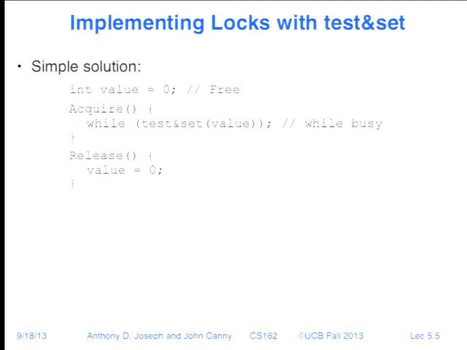What happens when somebody else tries to acquire it? What's that? Yeah, they spin, because test and set, once it is 1, is going to keep returning 1. So they're going to be sitting there in the while loop waiting for something to happen. All release has to do is set it to 0, which is the free state. And then the other threads that are busy waiting, looking at the value 1, will be able to continue.